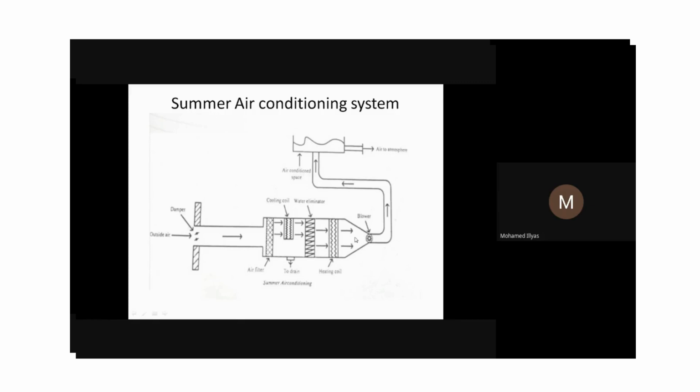So we understood that there is a huge pressure drop, so that we can see it here. The pressure is dropping vertically downwards. In the summer air conditioning system, there is a huge pressure drop. When there is a pressure drop, with the help of a blower, the corresponding temperature will also drop. The cold air will be taken to the conditioned space. So it is coming vertically downwards here.